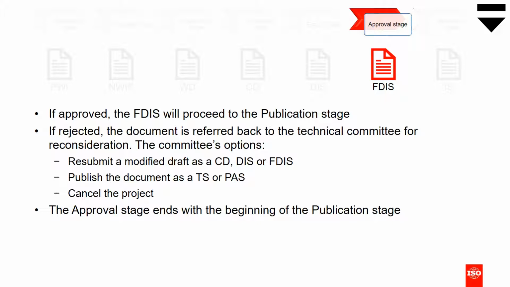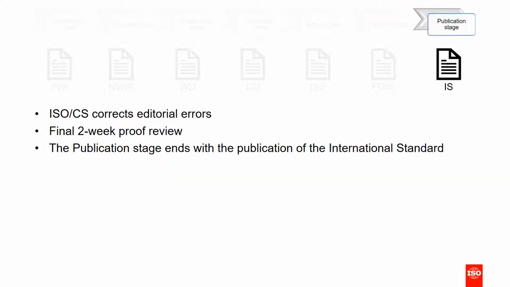If the draft is approved, then it goes to publication. If not, then the committee can resubmit the draft as a committee draft, a draft international standard, or another final draft international standard. Or they can publish it as a technical specification or a publicly available specification, both of which require lower levels of consensus. Or they can cancel the project entirely. The publication stage is when ISO corrects any editorial errors that were spotted during the FDIS. It then goes to the committee for a final proof before being published.